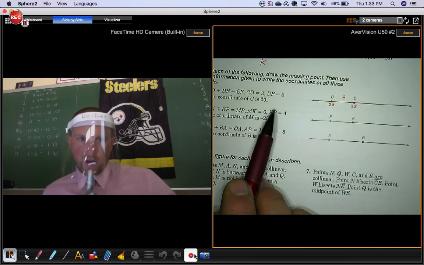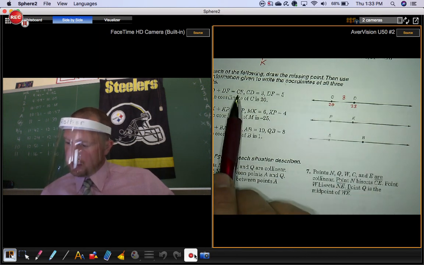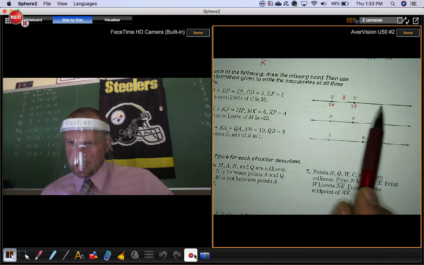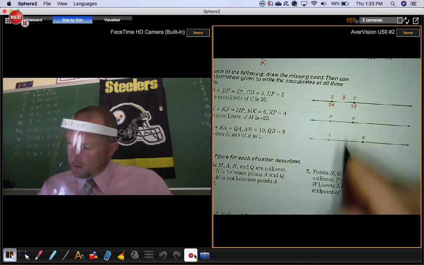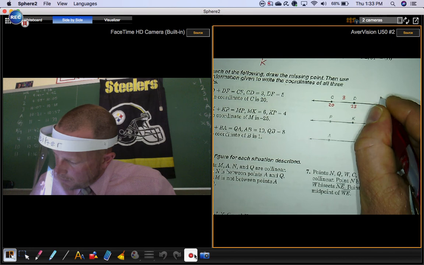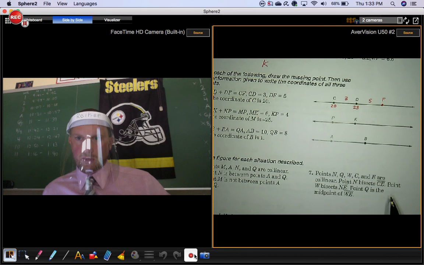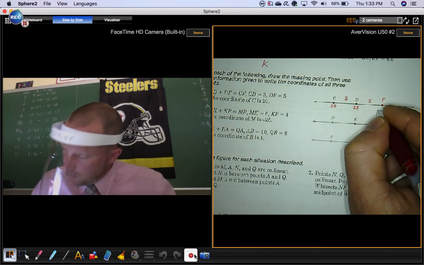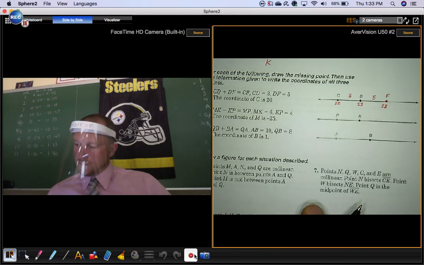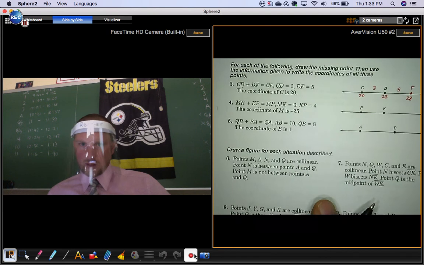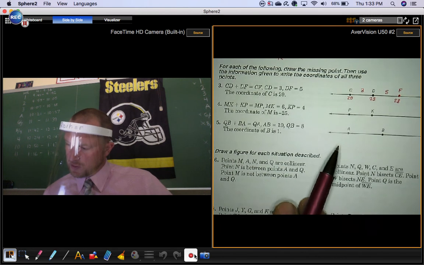Now we have to figure out where F lives. Well, segment CF is definitely the biggest of the 3 segments. So that means F has to live over here somewhere. Well, where does it live? It lives 5 units from point D. So put it in a spot where you think it looks like it's 5 units away. And if it's 5 units away, the coordinate of it would be 28. Okay? We'll do the next one together as well, and then we'll leave number 5 for you to try.